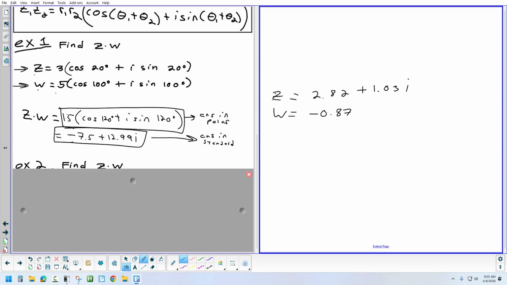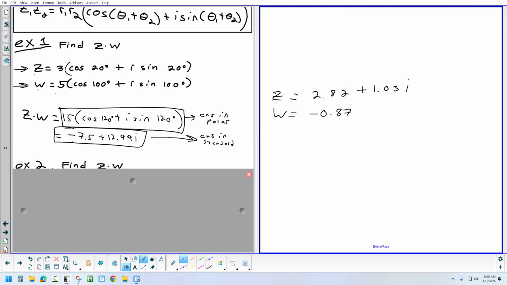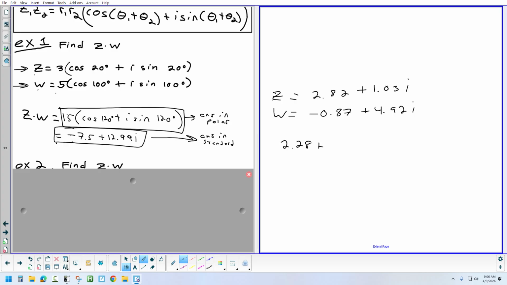And what do I do to get the last number? 5 sine 100. Yep, 5 times the sine of 100. I'm just doing it out. Okay, 4.92. Now, let's multiply those two numbers together the way we learned yesterday, and let's see if we get about negative 7.5 plus about 13i. 2.82 plus 1.03i times that.